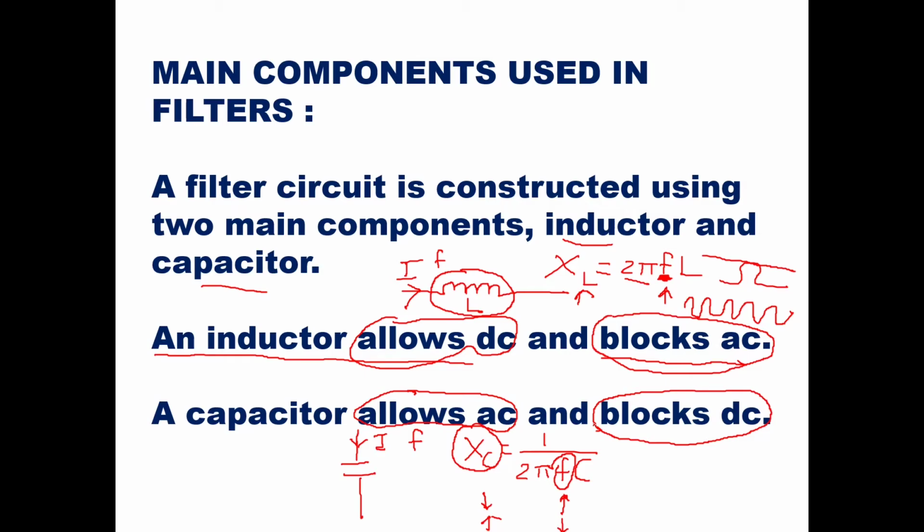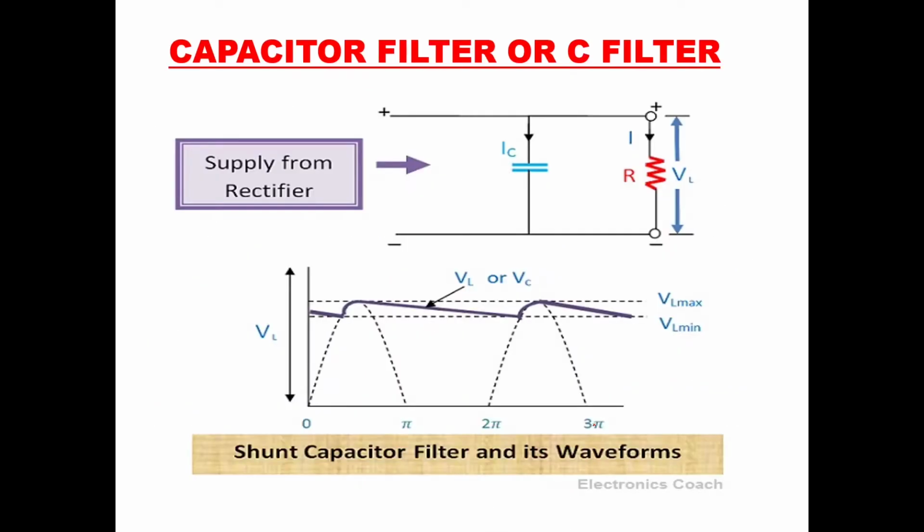Now here, if you want the DC quantity to flow to the load, and the AC component to be blocked, then if you are using an inductor, it should be used in series with the load, and if you are using a capacitor, it should be used in parallel with the load.